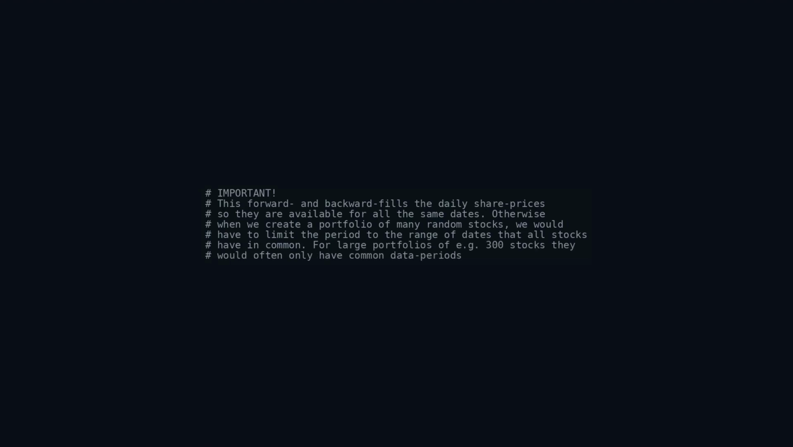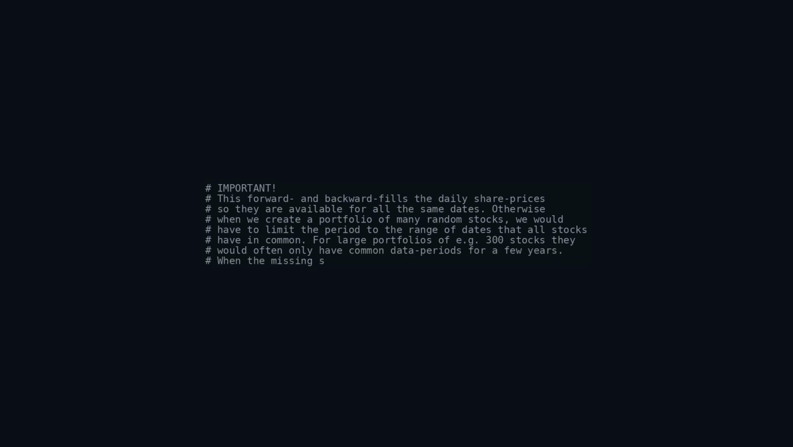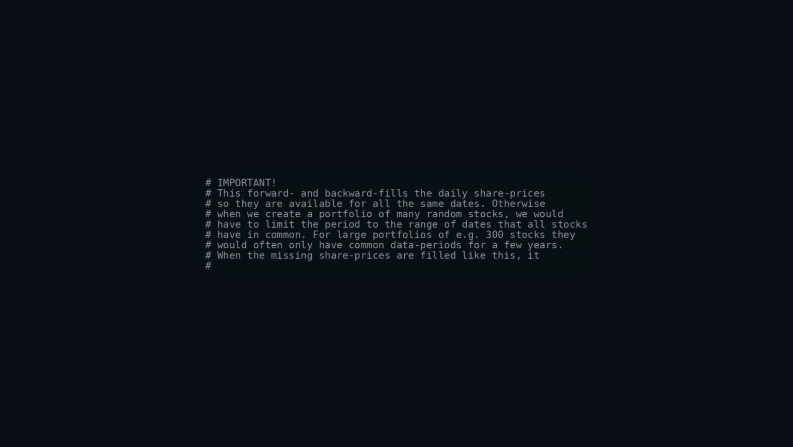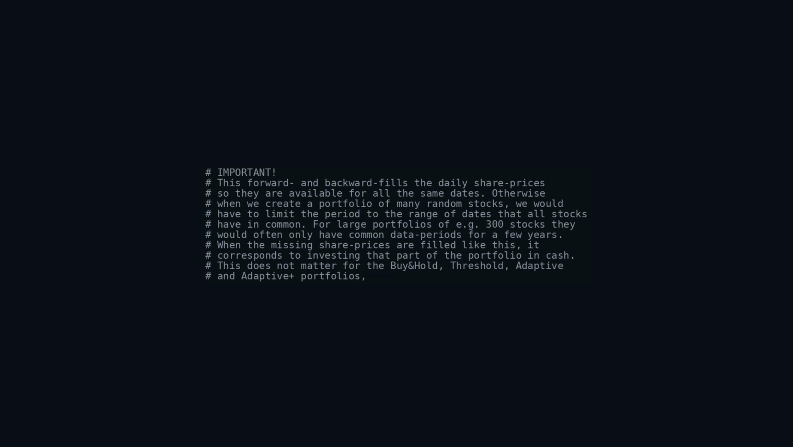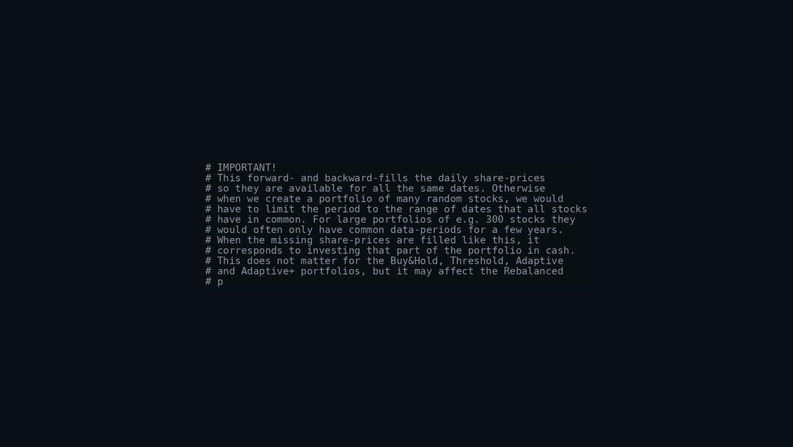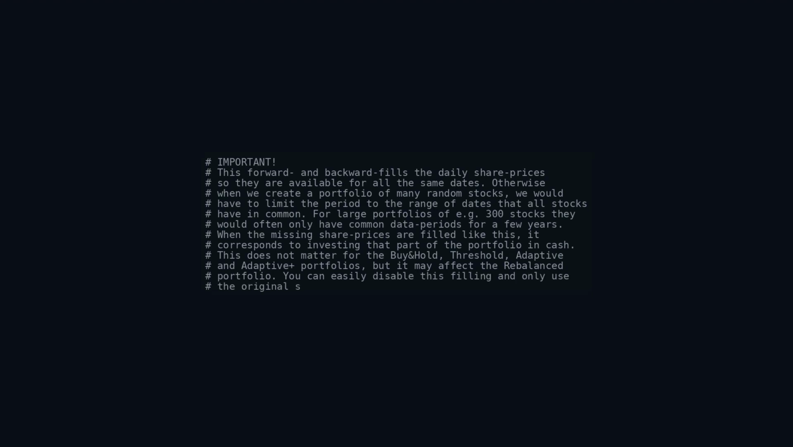By filling in the missing prices, the code ensures the analysis is not restricted to the dates where all stock prices are originally present. This allows for a more extensive and meaningful analysis as it covers a broader time range. The method assumes that any period with missing share prices represents cash in the portfolio, which does not fundamentally impact strategies like buy, hold, or threshold.